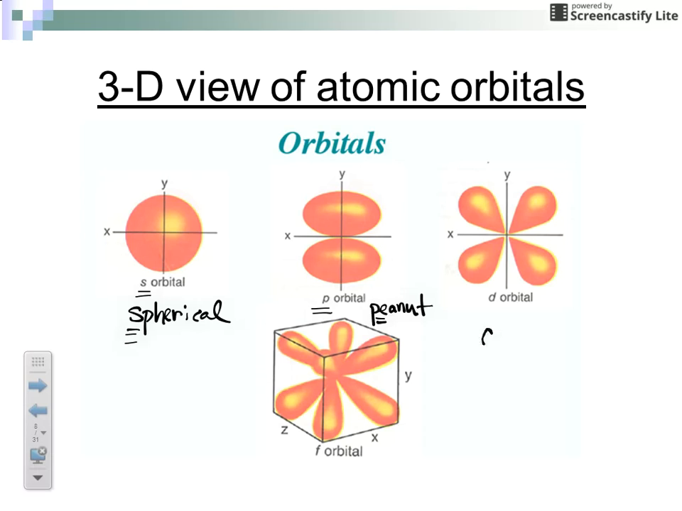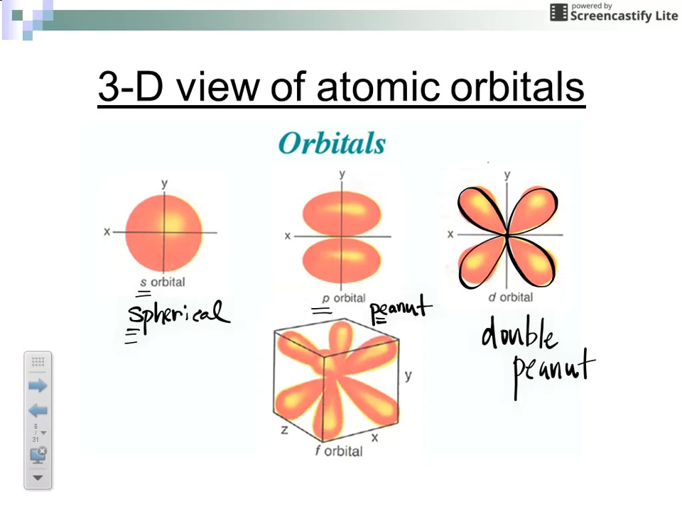So I call this a double peanut. This will be one of your peanuts, and this will be the other peanut. That's your D orbital, D for double peanut.